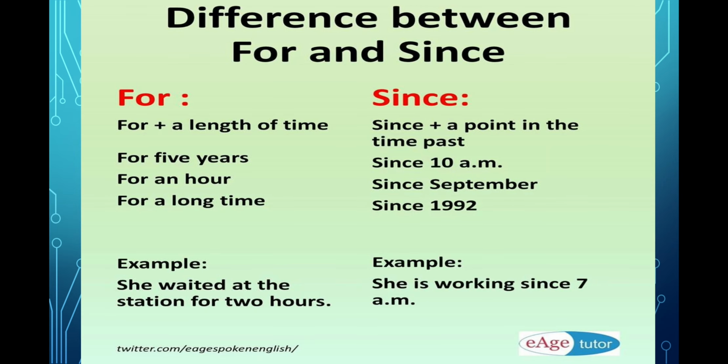Next, we come up with the difference between for and since. For is used with a length of time, and since is used with a point in the time past. For example, for 5 years, for an hour, for a long time. She waited at the station for 2 hours. Coming to since: since 10 a.m., since September, since 1992. She is working since 7 a.m.